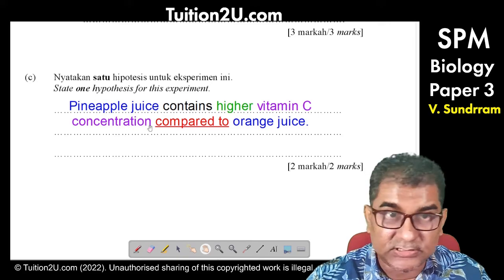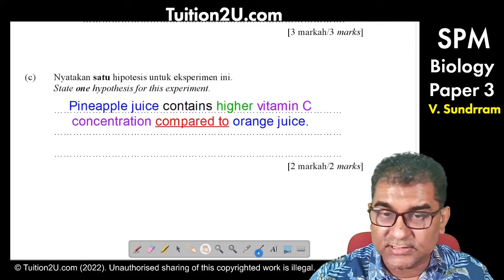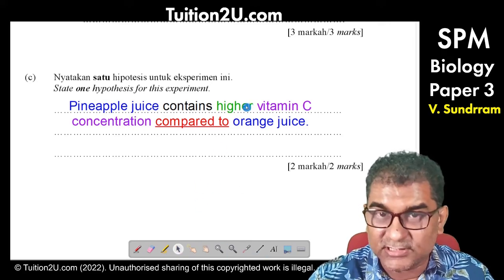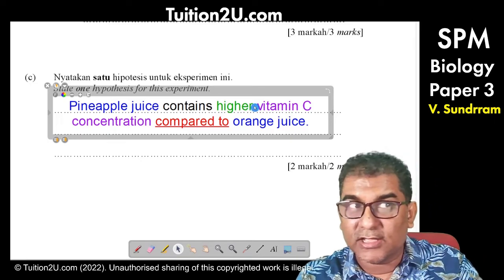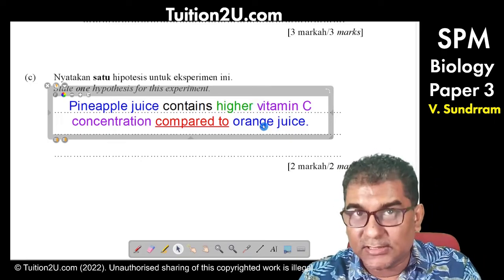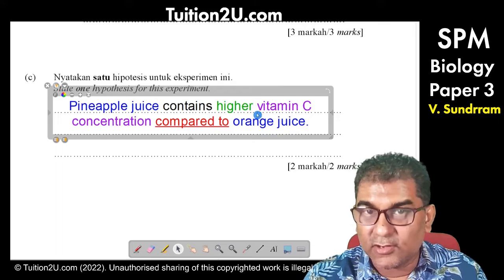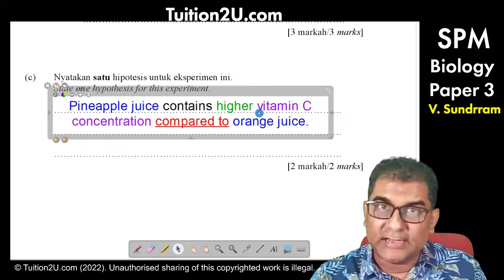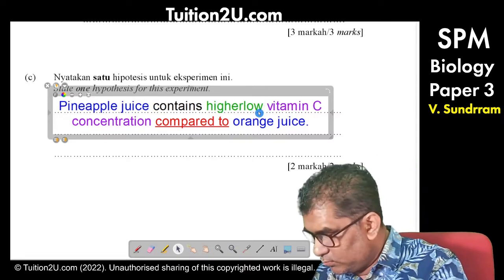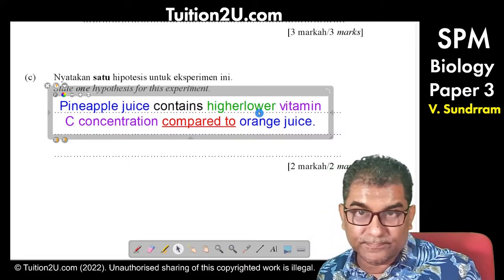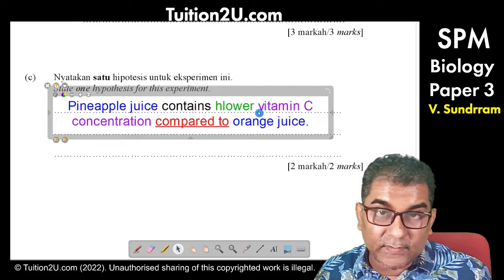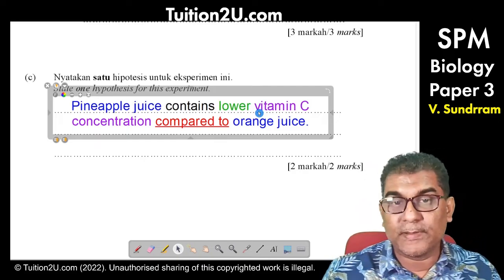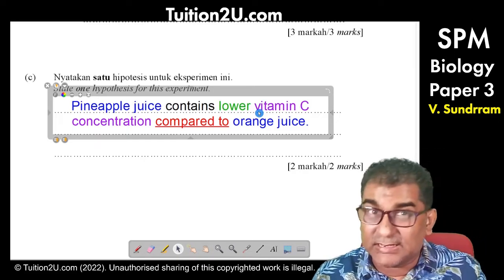So that means my hypothesis here, that pineapple juice contains higher, is actually wrong. When I say wrong, I mean you will still get the 2 marks. But when we do the experiment, we are going to prove this wrong. Preferably, write the one you're going to prove. So better you write here lower: lower vitamin C concentration compared to orange juice. This is a better answer.